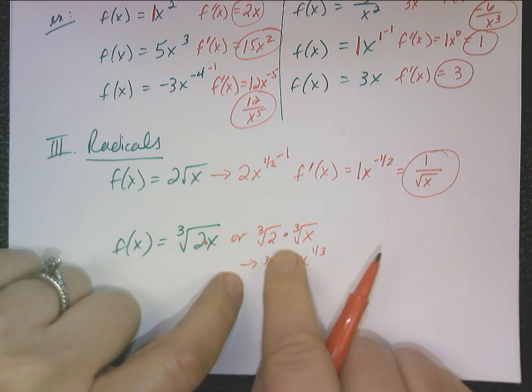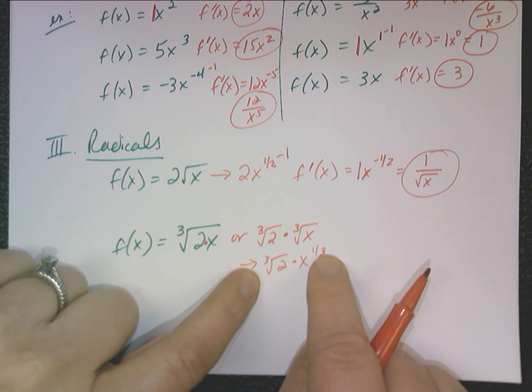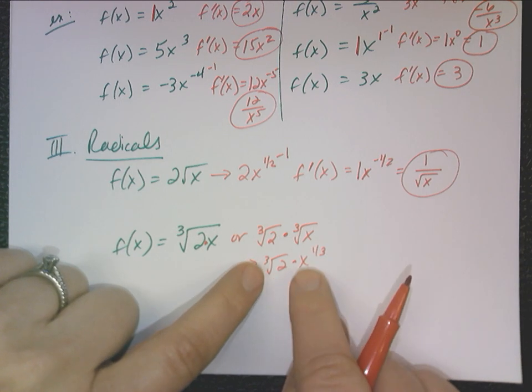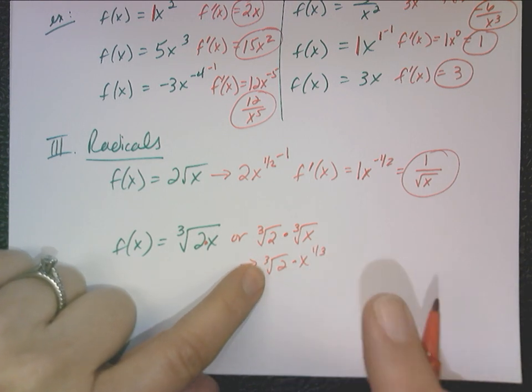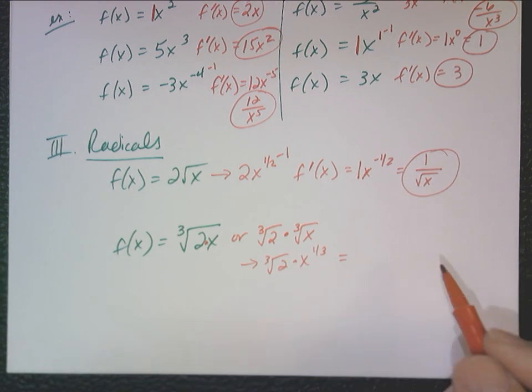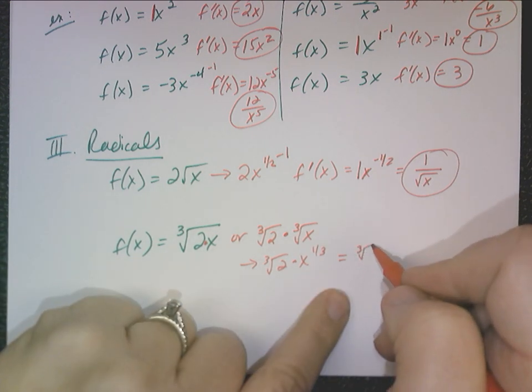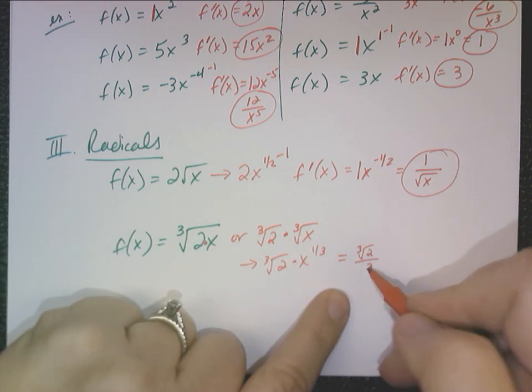Since this is just a number, I can just multiply it with that exponent. And so cube root of 2 times 1/3 is just what? You don't know? No, we're not cubing it, we're multiplying it. It's the cube root of 2 over 3.